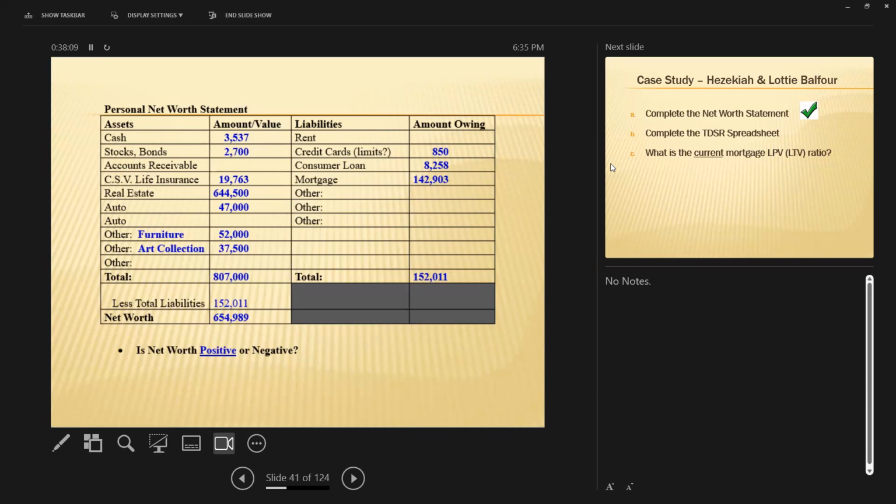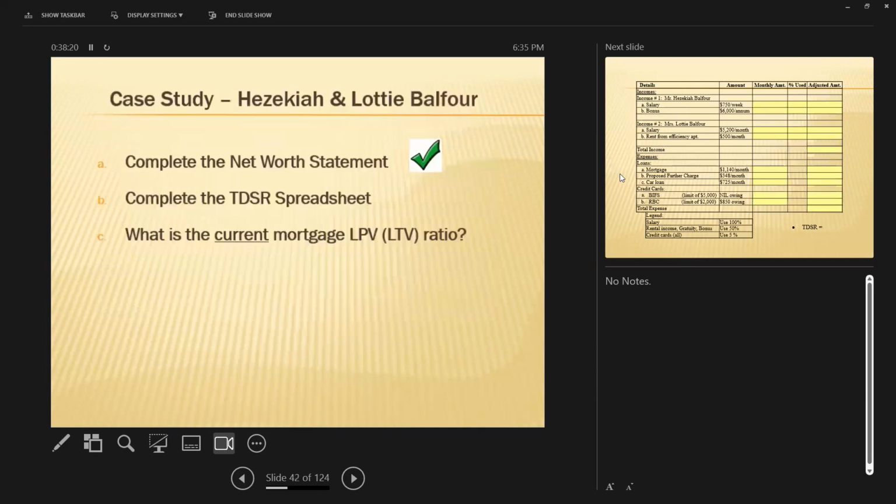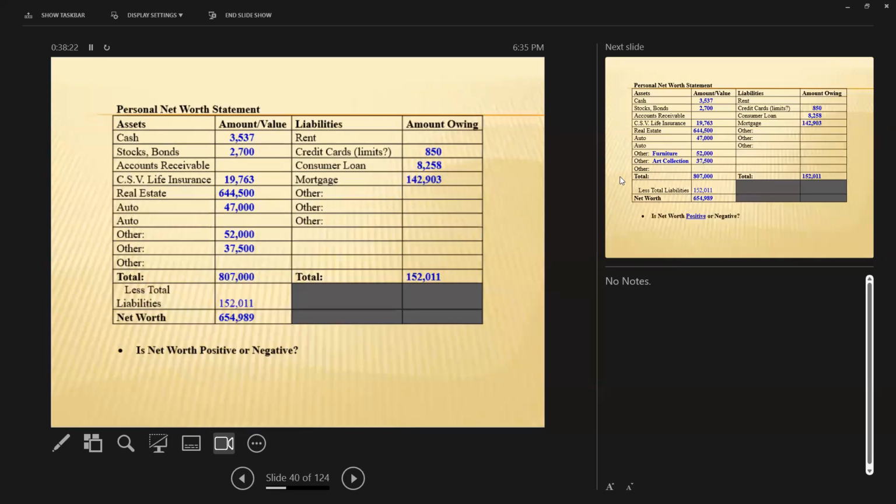Mr. Archie, what I wanted to ask you real quick was, with regards to the assets, do we count furniture? Yes, because that's an asset. That's one of the assets. Remember, this is their personal net worth statement, their statement of affairs.